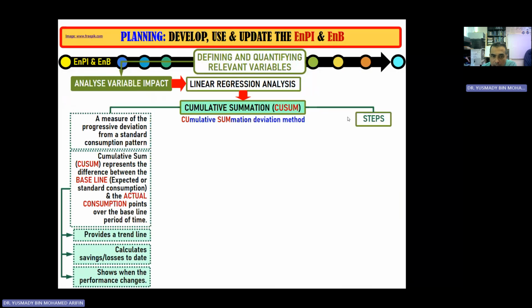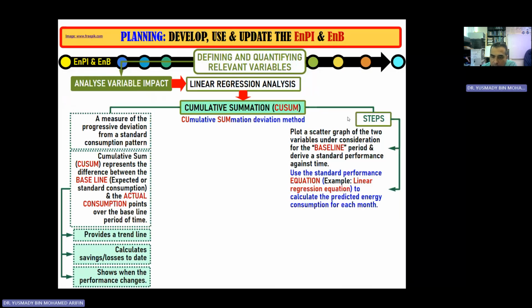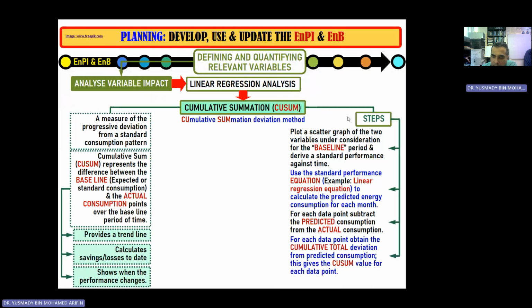Steps to develop a CUSUM. First, plot a scatter graph of the two variables under consideration for the baseline period and derive a standard performance against time. Next, use the standard performance equation, for example, the linear regression equation, to calculate the predicted energy consumption for each month. Next, for each data point, subtract the predicted consumption from the actual consumption. For each data point, obtain the cumulative total deviation from predicted consumption. This gives the CUSUM value for each data point. Last, plot the CUSUM value versus time.